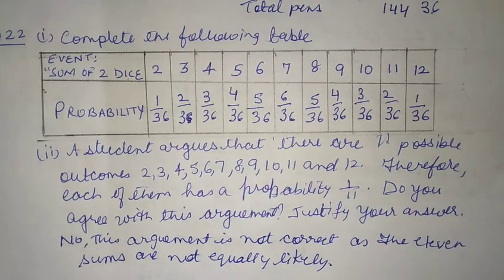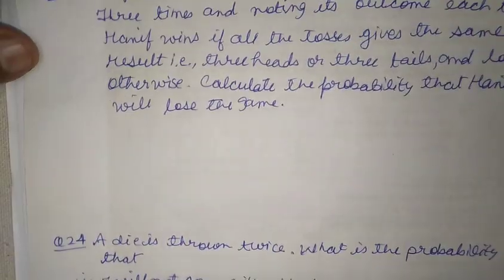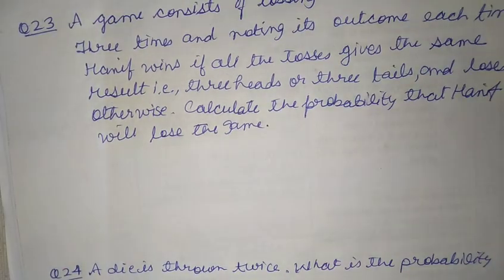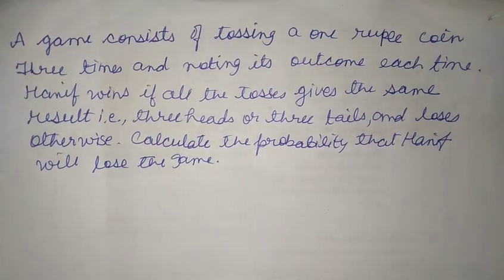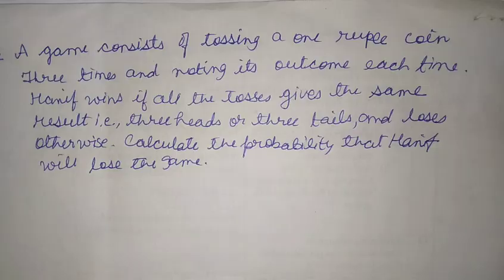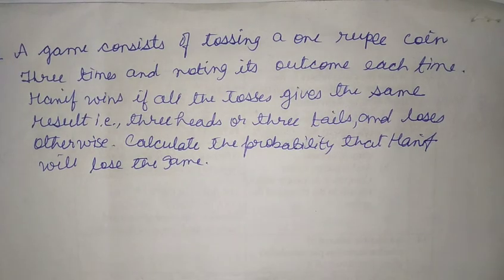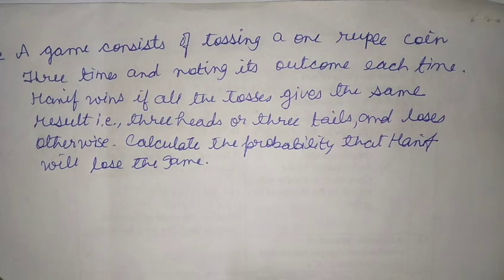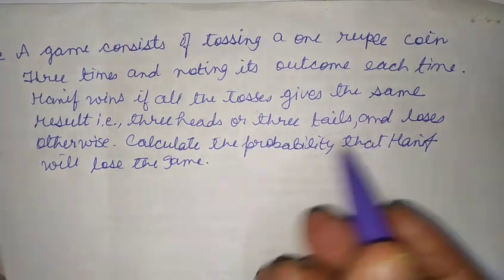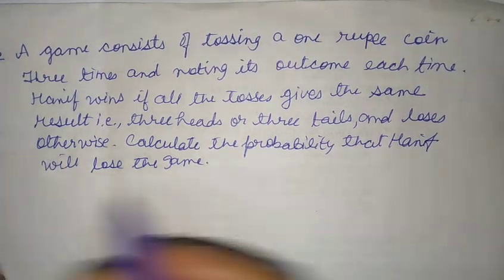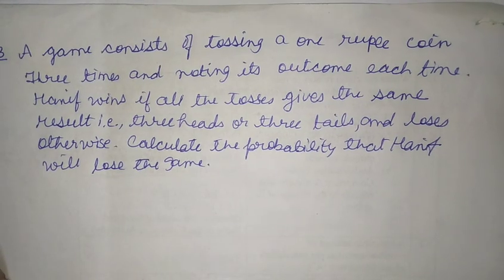Now this was our question 22. Now let us go to our question 23 here. So we have been given that a game consists of tossing a 1 rupee coin 3 times and noting its outcome each time. Hanif wins if all the tosses give the same result, that is 3 heads or 3 tails, and loses otherwise. Calculate the probability that Hanif will lose the game.